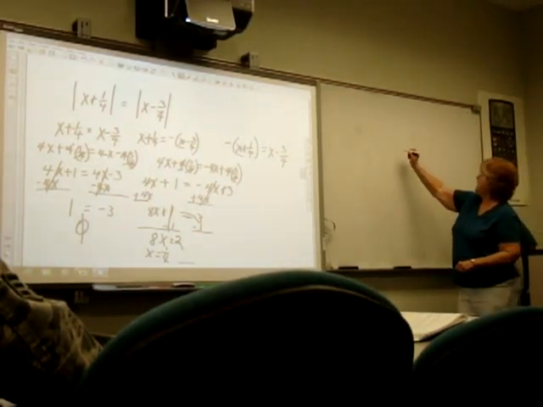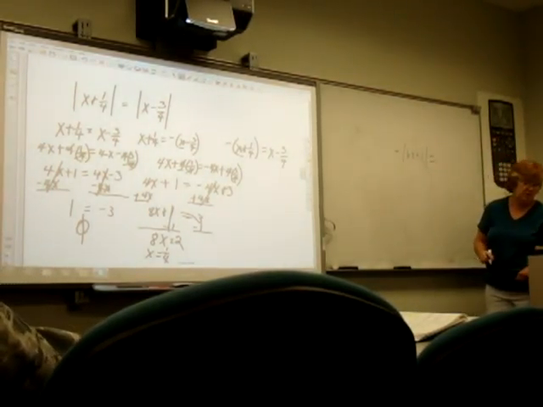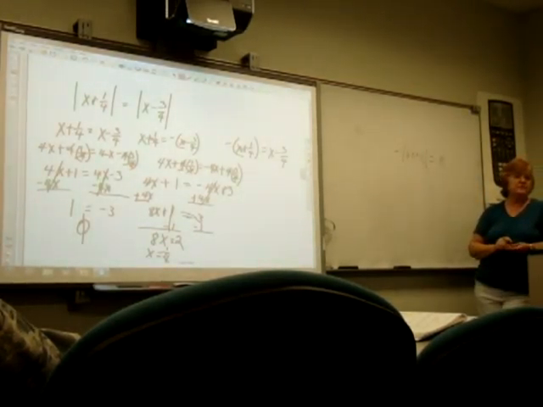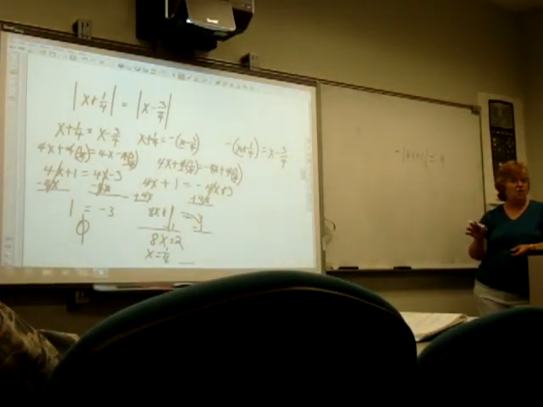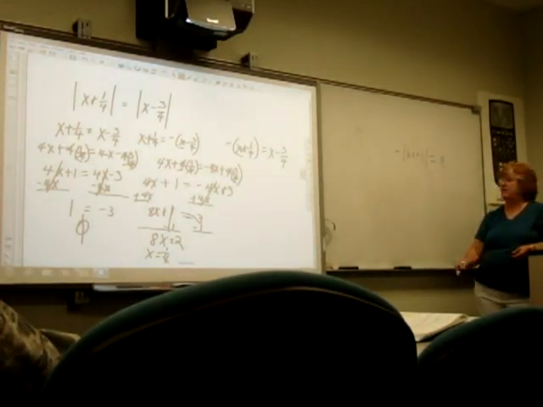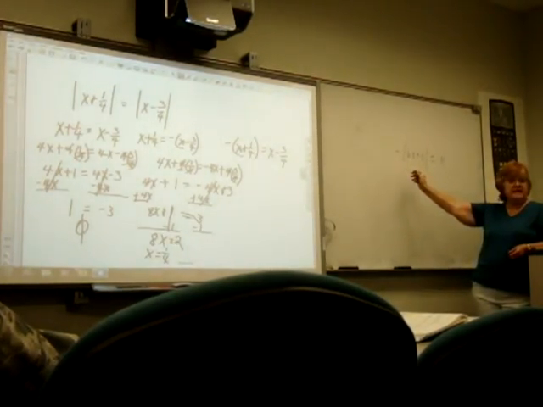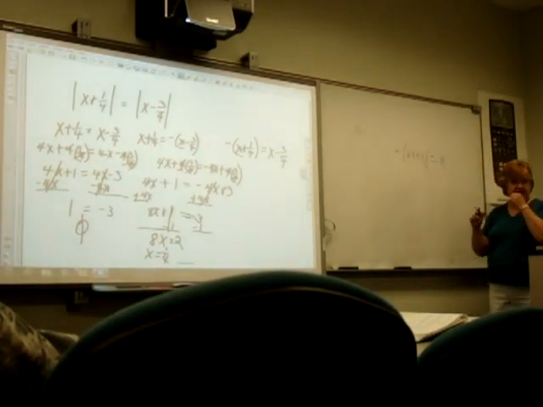For 25, you've got a negative absolute value of 6x plus 1 is equal to 11. What's the first thing I told you always have to do? Get the absolute value as the only thing over there by itself. Is it by itself now? What's in front of it? Negative 1. And that means negative 1 is related to it how? Addition, subtraction, multiplication, division. Multiplication. It's like having a negative 1 out here in front of it, so it's a multiplication.